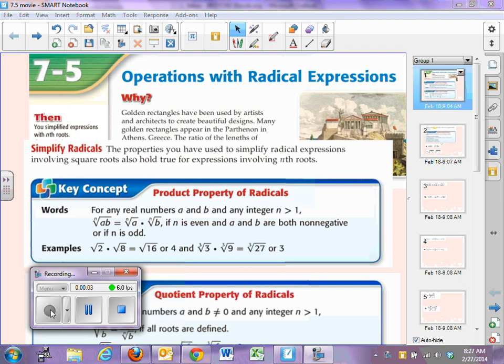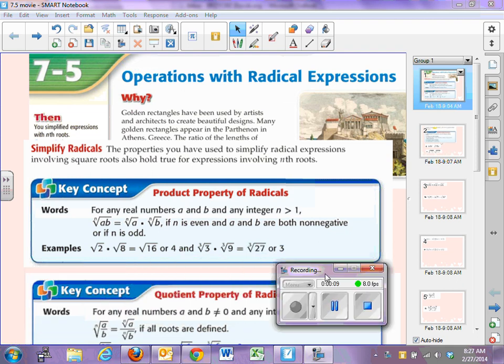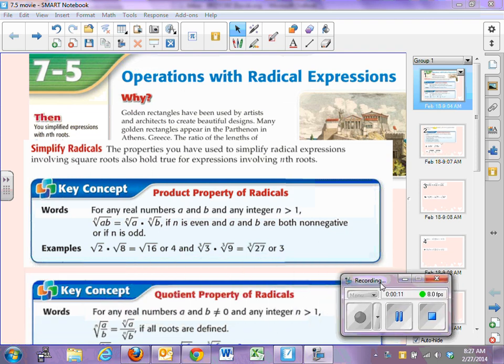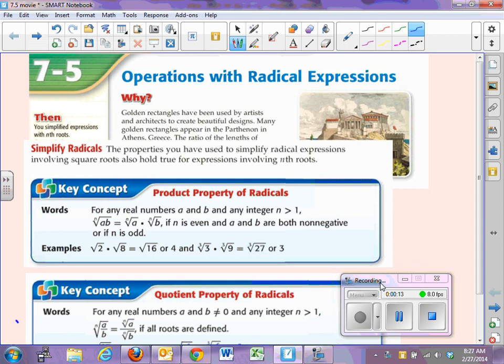Okay, we're going to work on 7.5. This is a really fun lesson. We're doing operations with radical expressions. And to be honest, we've already used this product property of radicals a million times.